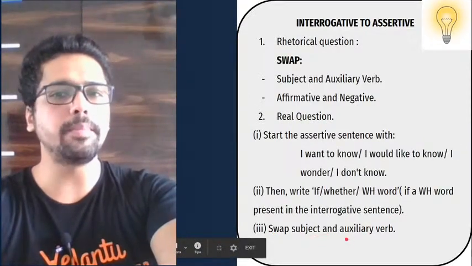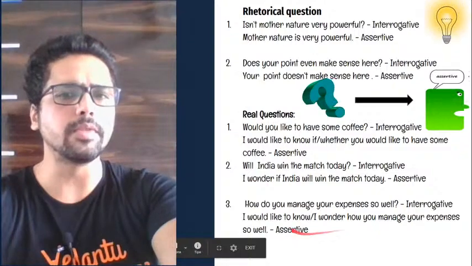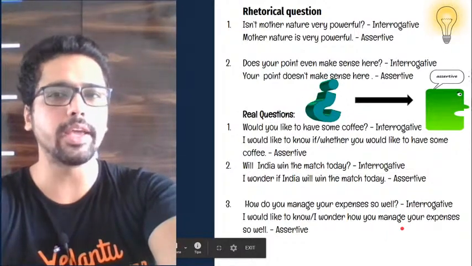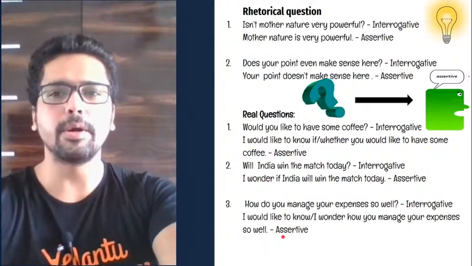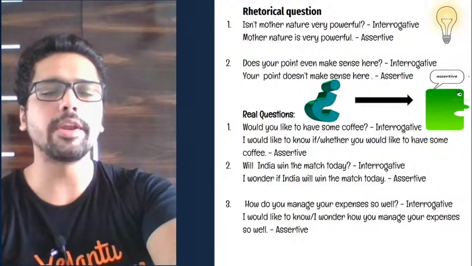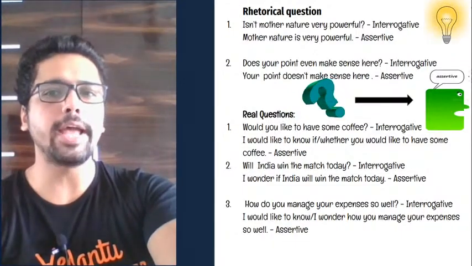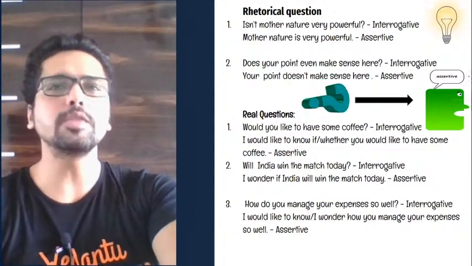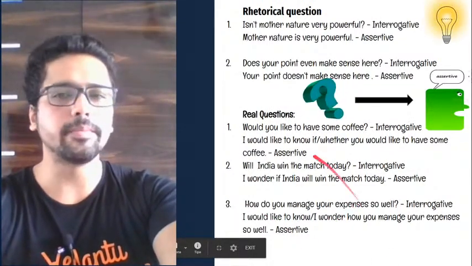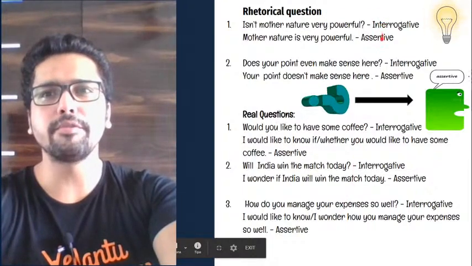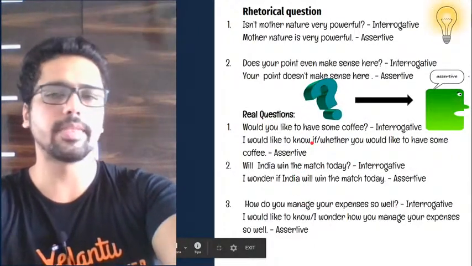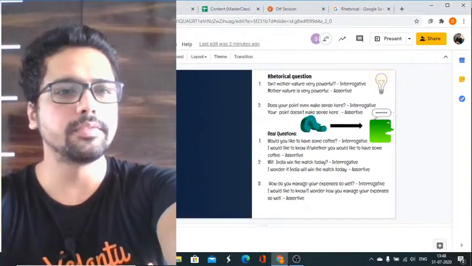Take care of this here. We swap the subject and auxiliary verb, or even the main verb as well. I would like to know, or I wonder how you manage, not how do you manage, because we want it in the form of an assertive sentence. We want to write this as a statement, not as a question. If I say, I would like to know how do you manage your expenses so well, this becomes interrogative again. I have to make it assertive without changing the meaning. So this is how you change interrogative to assertive for rhetorical questions, and this is how we change interrogative to assertive for real questions. Okay, so that's about it here.